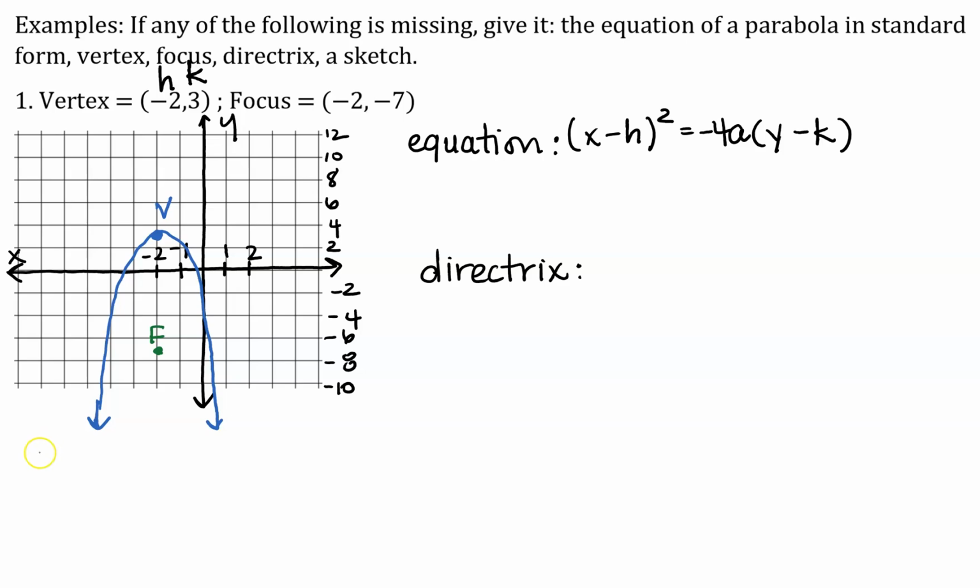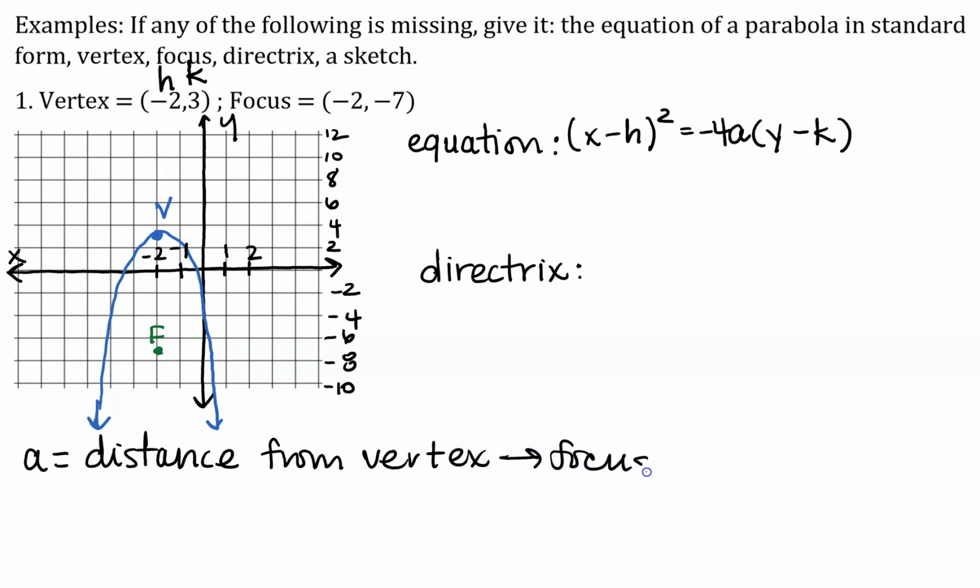But we can pretty easily find a, because remember that little a is the distance from the vertex to the focus. And we have both the vertex and the focus. So the distance between the points -2, 3 and -2, -7, well, that distance is 10. So that's just looking at the distance from this point to that point. That distance gives us little a, which is 10. So if we know little a is 10, we know h, we know k, we can plug in to find the equation of our parabola.